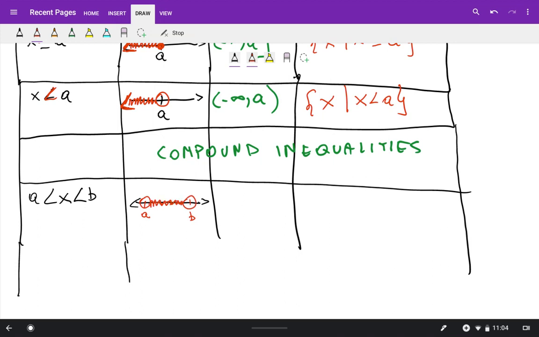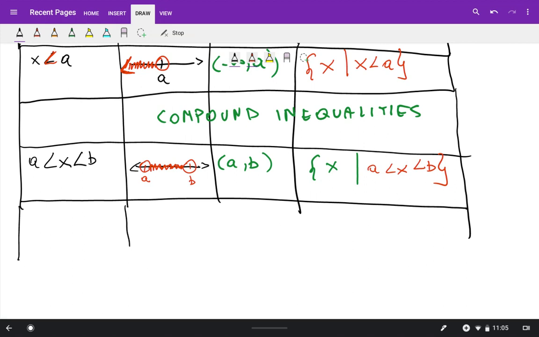This is graph notation. The interval notation will be parentheses a, b. So all the numbers from a and b. And set builder notation is technically you're going to rewrite it. The solution sets are all the x's such that, and you're just going to copy that inequality. a is less than x and x is less than b. So that's the set builder notation.